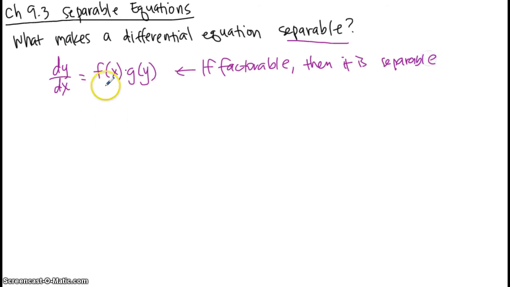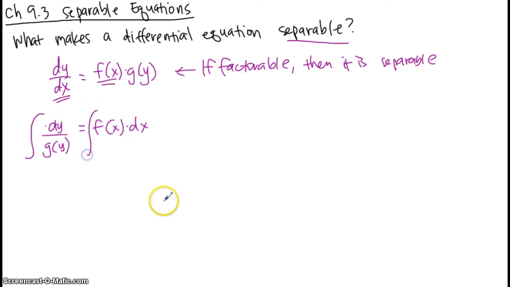And by that, we mean I can actually isolate the x's together. So I'm going to multiply both sides by dx and get dx on one side. And I'm going to divide both sides by g of y, and get all the y's onto one side. So I can end up separating the variables and have the dy and the dx be multiplicative. That way, I can simply integrate both sides with respect to each variable.